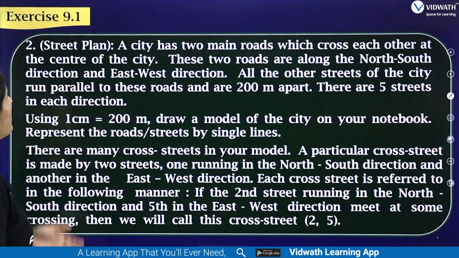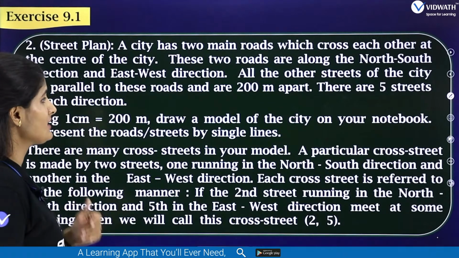The next question is, they have given us a street plan. What is the street plan?